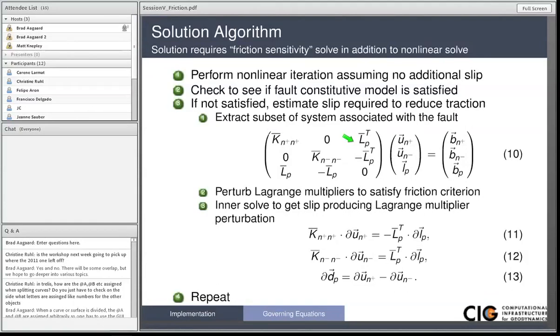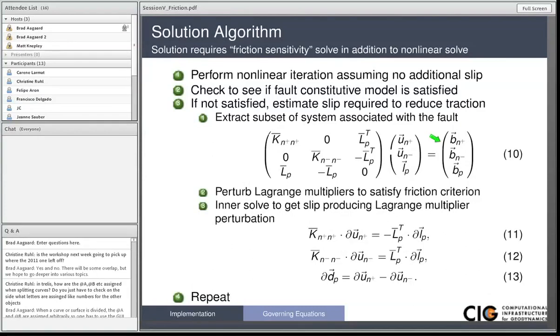Then these terms, so this is our A matrix extracted just for our fault system, where our unknowns are the displacements immediately adjacent to the positive and negative sides of the fault, as well as our Lagrange multipliers. And then we have our conventional residual terms, the external forcing terms, on the right hand side.